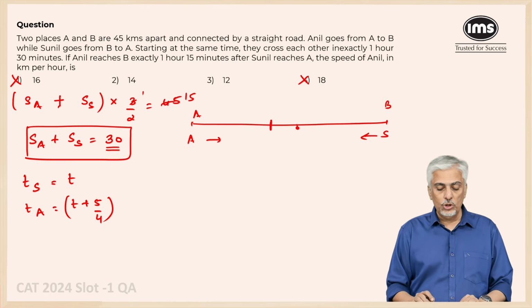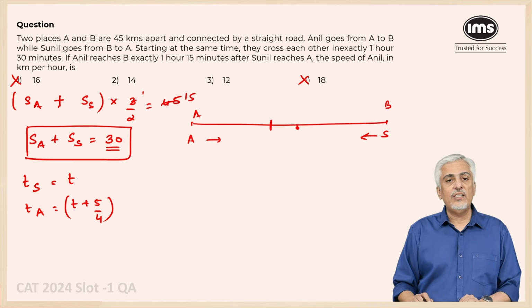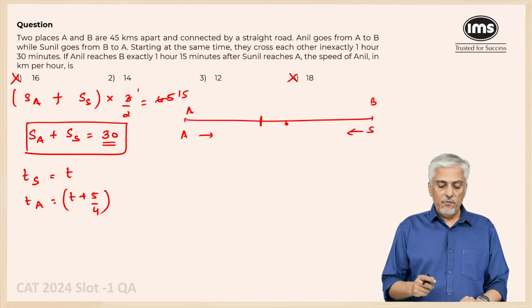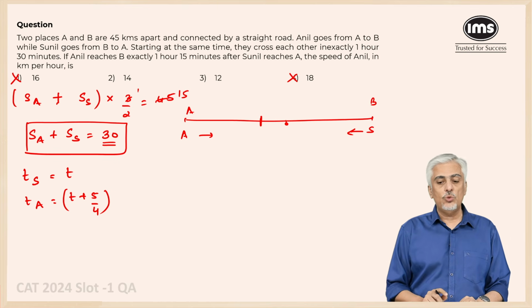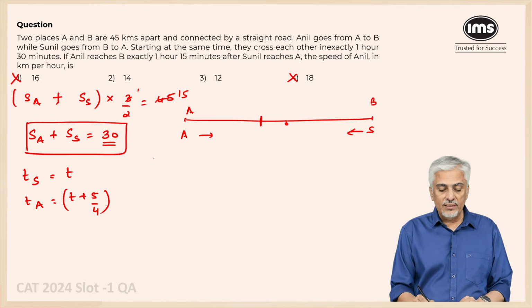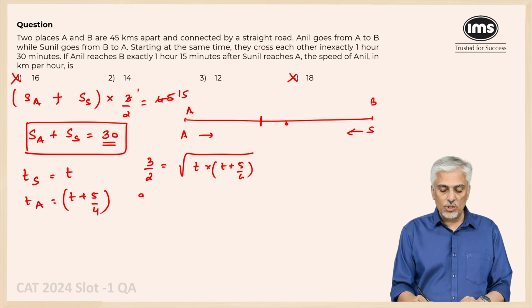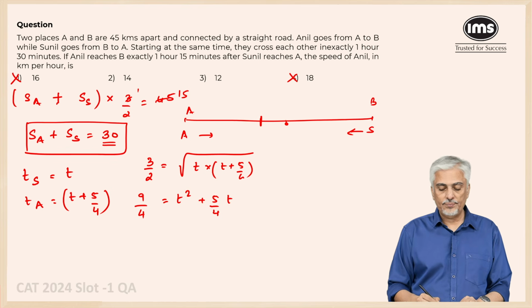Right? And we also know what is the concept we know. Let's understand what are the different concepts we know. We also know the time taken to meet is the square root of the product of these two times. That means 1 hour 30 minutes, that is 3 by 2, is square root of t multiplied by t plus 5 by 4. Now, what will we get if we take squares on both sides? We'll get 9 by 4 is t square plus 5 by 4t.